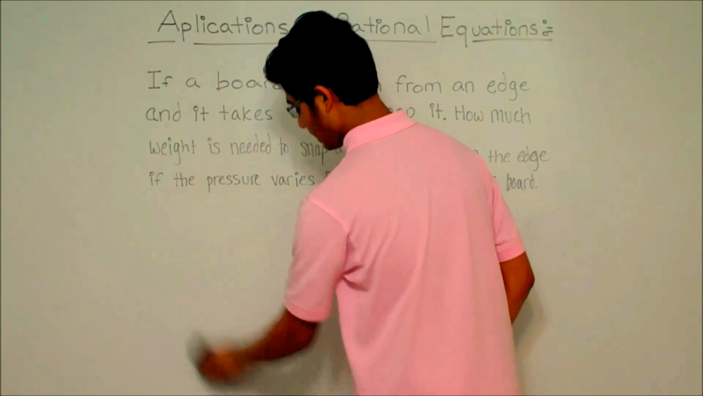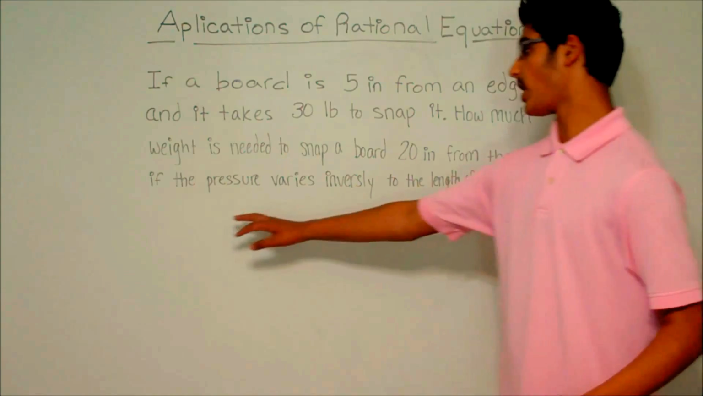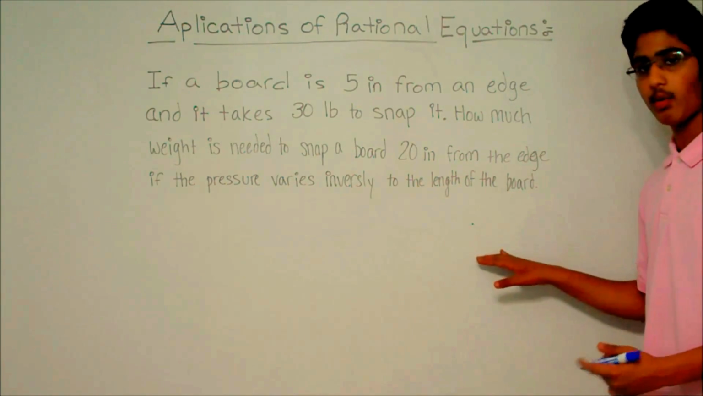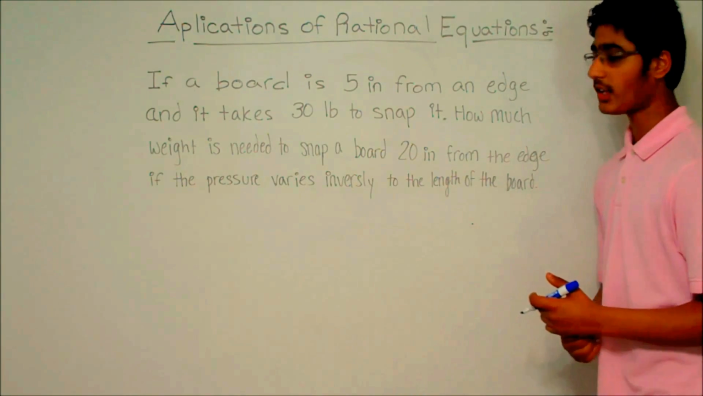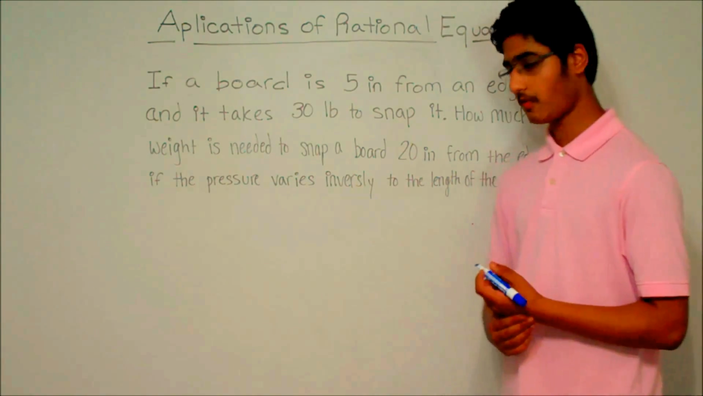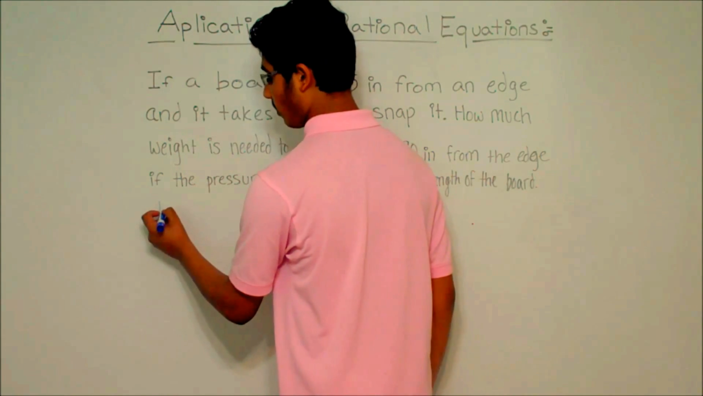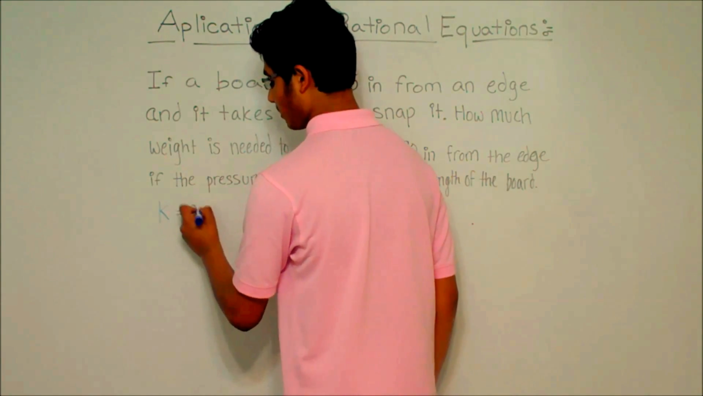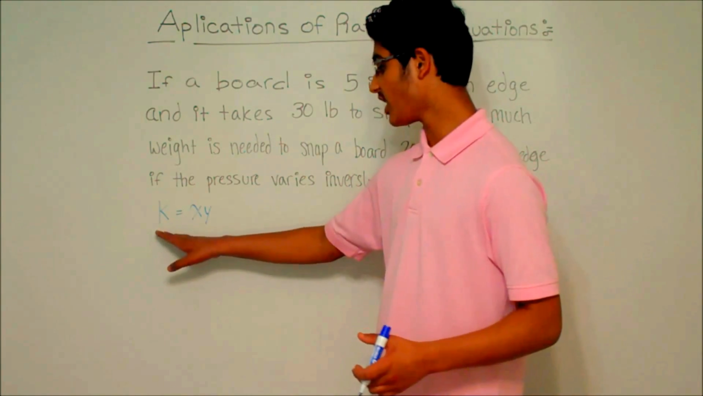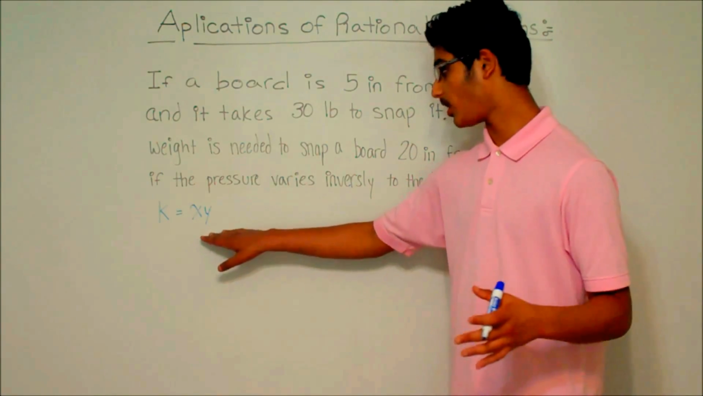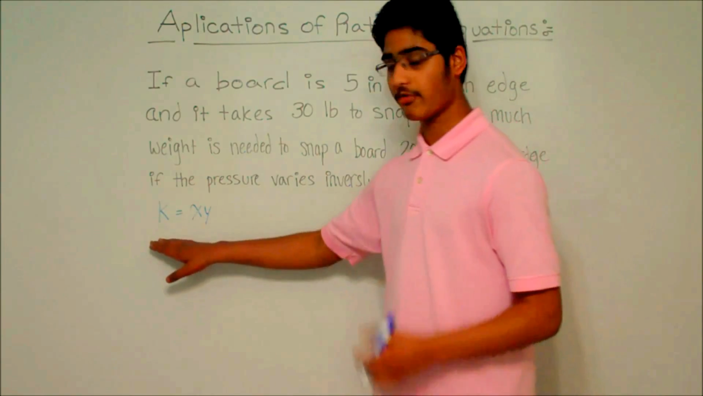So, now let's look at the last line here. The last line says, if the pressure varies inversely to the length of the board. So, because we have the two words varies inversely, we can infer that this is inverse variation. Inverse variation can come in many forms. One of the forms is k is equal to xy. Here k is a constant value, which means that it never changes. So here we can see why it's called inverse variation, because as x gets bigger, y has to get smaller so that k can remain the same.